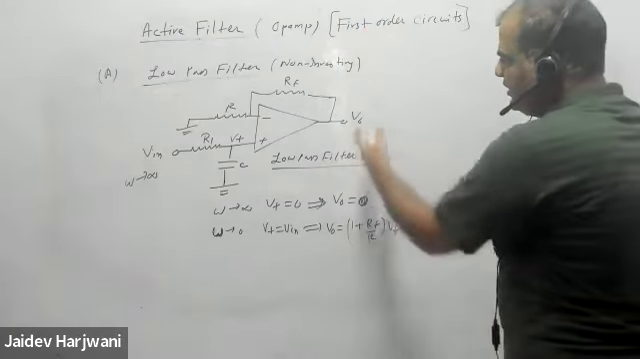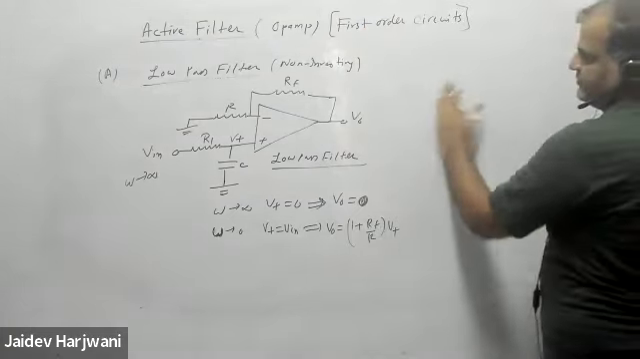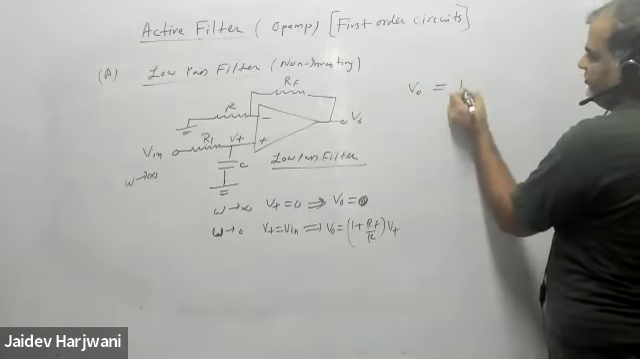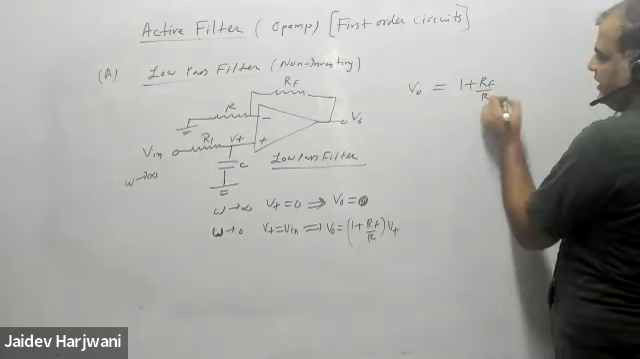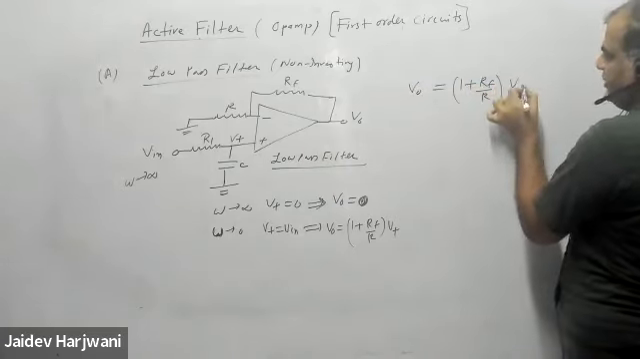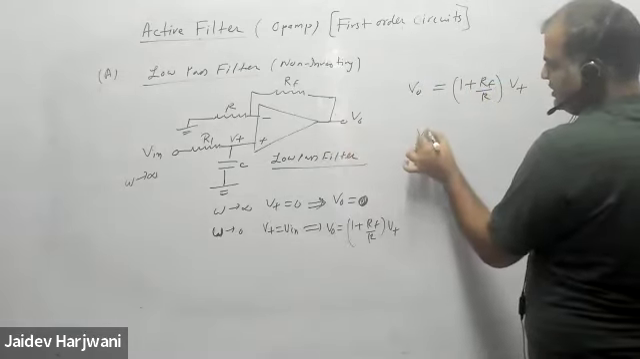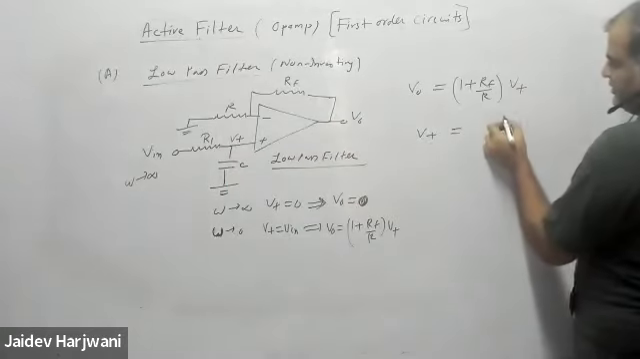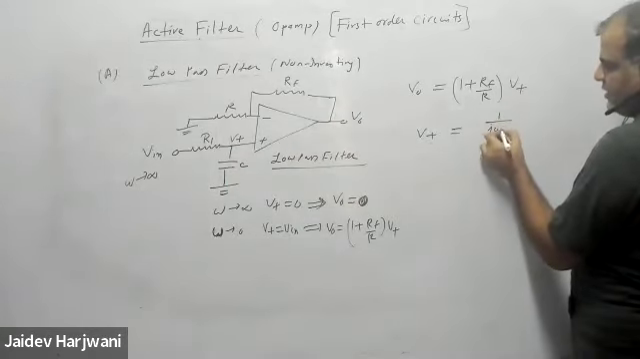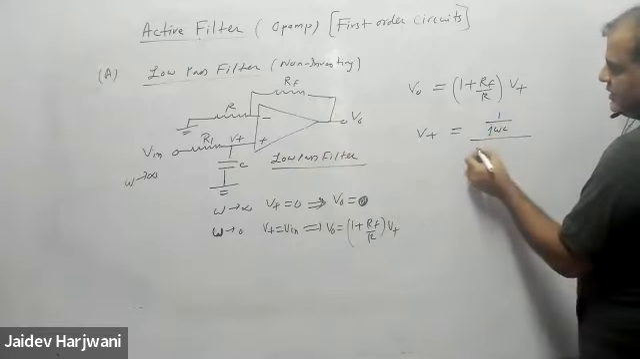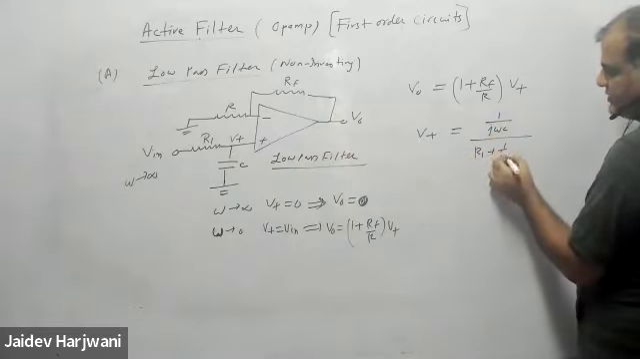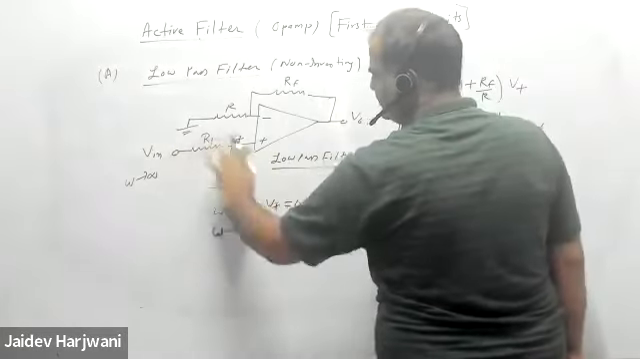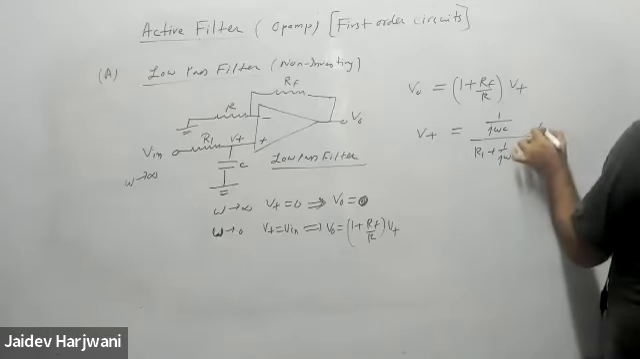Now, let me write the gain expression for V naught for this circuit. So V naught will be what? V naught will be 1 plus RF by R into V plus. And now V plus is what? V plus is the voltage across the capacitor, that is 1 by j omega C upon R1 plus 1 by j omega C, into V input. This is voltage division.